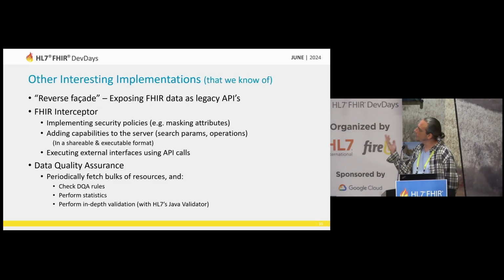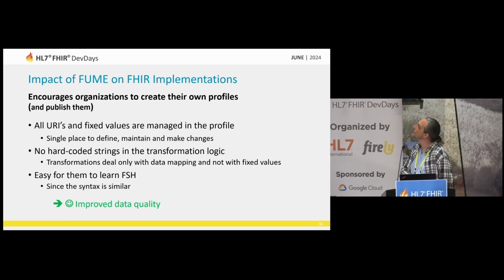Reverse facade implementations, I know of a few. FHIR Interceptor is also something that people play with, using that mapping language to create interceptors that add capabilities. So this is an option to create operation definitions that are shareable. And for data quality assurance, we know of a guy that is periodically fetching bulks of data using that mapping language and checks the data according to rules.